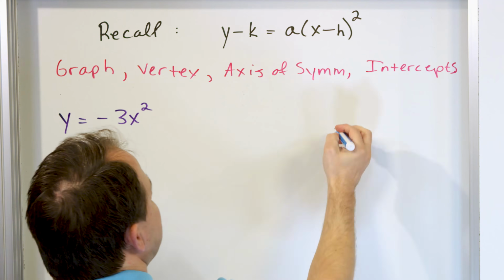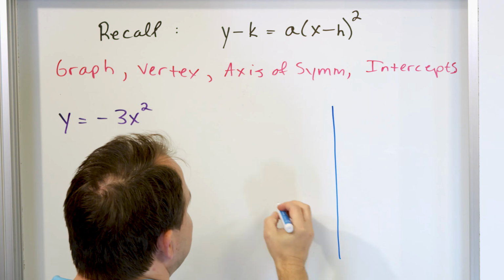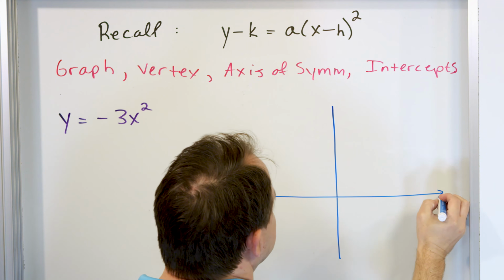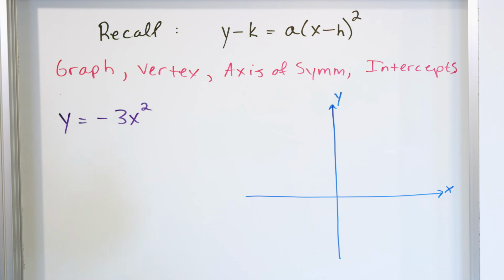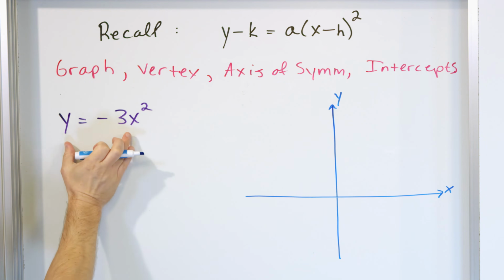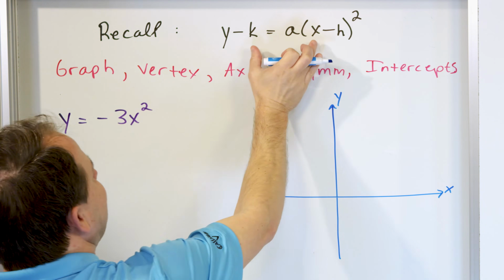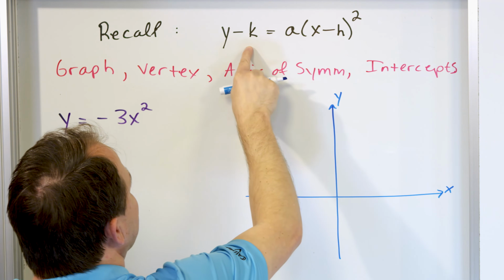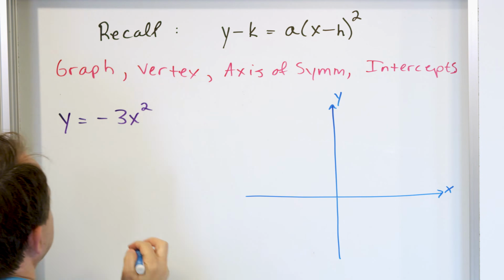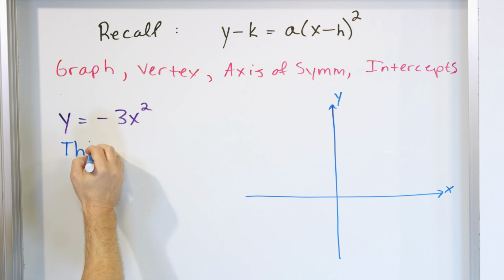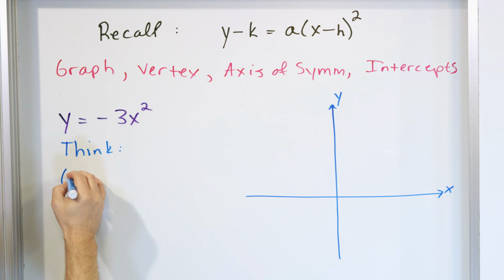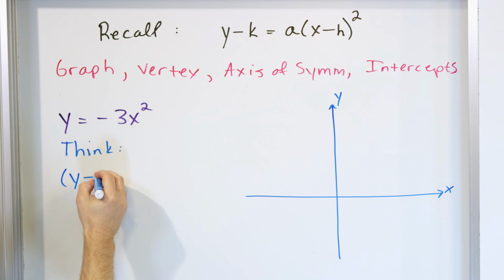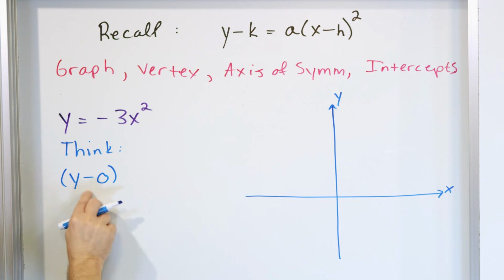So let's go over here and draw a little axis. We don't need to be exact about it. This is x and this is y. We're going to sketch this thing right here. So the first thing we need to do is figure out what is the vertex of this parabola. What you need to do is figure out a way to make this equation look like this one, because when you have it in this form, you can read the vertex directly out. So what I want you to do is think of this equation like this. Instead of y, you need to think about it as y minus 0. You don't need to have the parentheses there if you don't want.